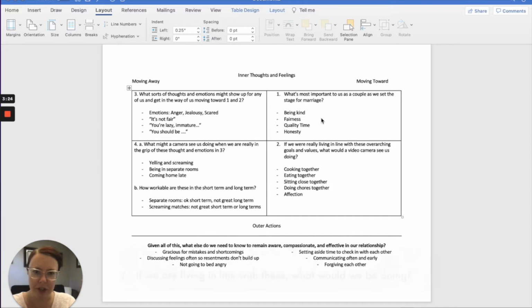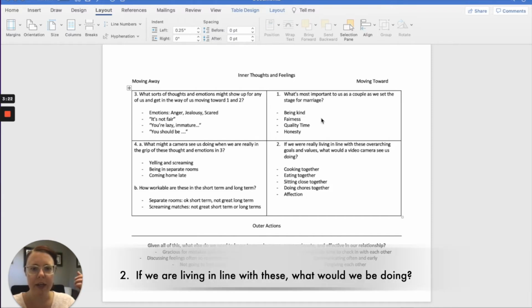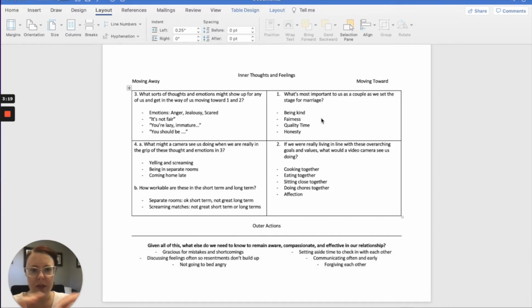The second question is to ask yourselves, okay, if we're really living in line with these overarching goals and values that we identified in question 1, what would a video camera see us doing together? So maybe that would be cooking together, being affectionate with each other, doing chores together. That's what a video camera might picture me doing if our values together are fairness, quality time, being kind, etc.